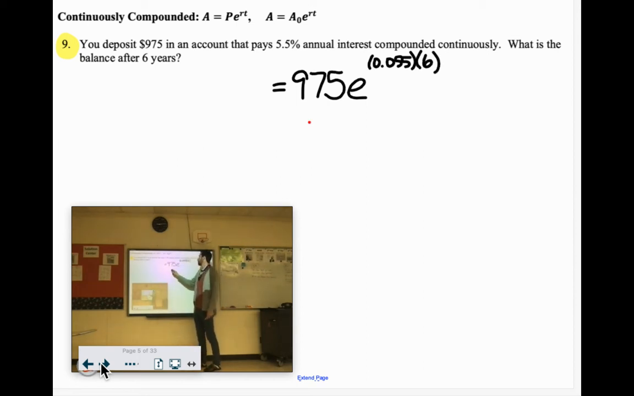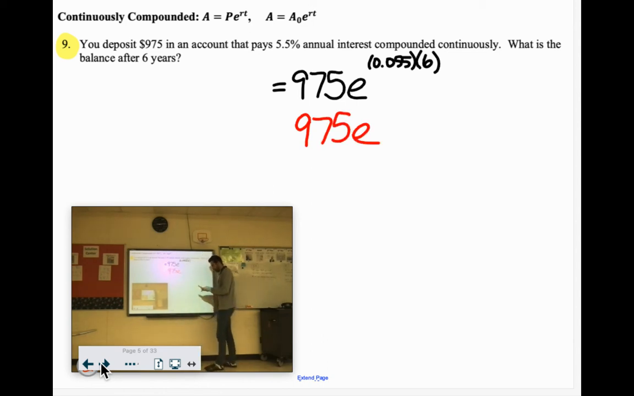So if we clean up that exponent, which you don't need to, your calculator would probably just do that for you, but 0.055 times 6 is 0.33. Now you just got to make sure that you do exponents first and then multiply by the 975. And many calculators will do the order of operations for you, so just check. But I know mine does. So 975 times, remember to find that E button, E to the 0.33 power. Wow, nice. Good investment.